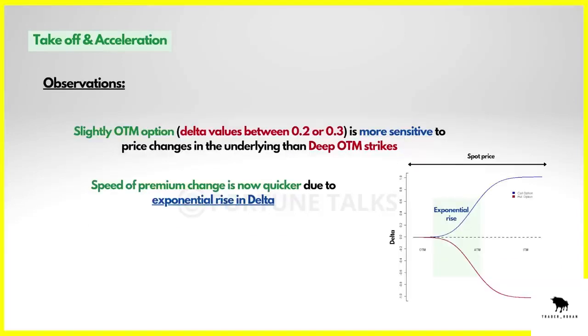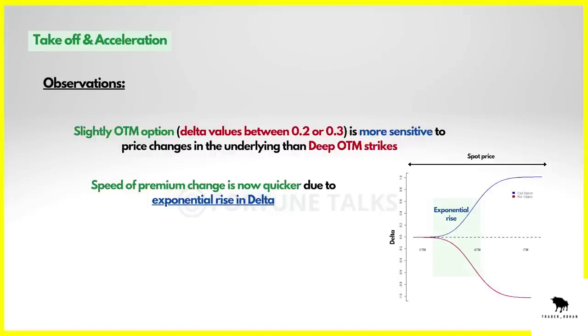So what have you learned from these observations? The slightly out of the money option, which usually has delta values ranging between 0.2 and 0.3, is more sensitive to price changes in the underlying. Now, as we have seen, for a 100 points change in the underlying, the percentage change in the slightly out of the money option is quite spectacular. This is exactly how options traders double or triple their money by buying slightly out of the money options when they expect big price moves in the underlying.